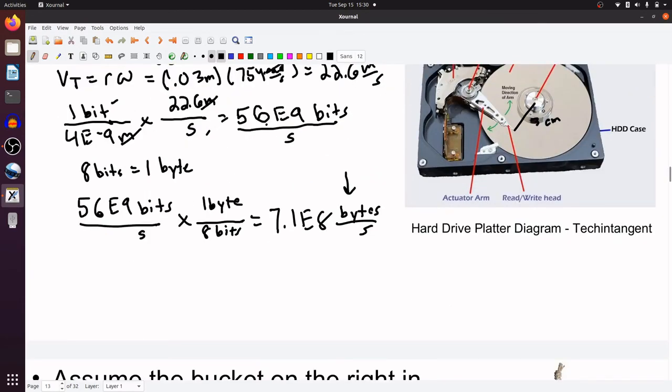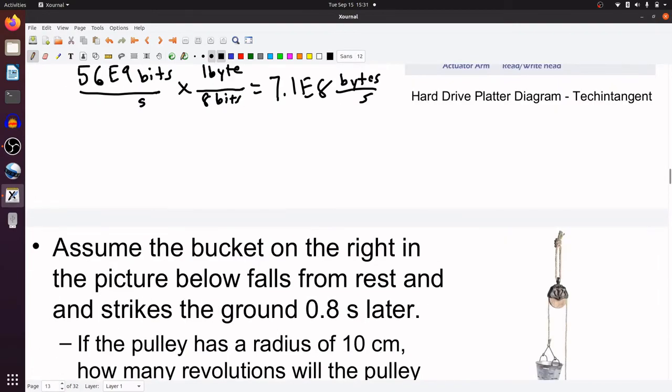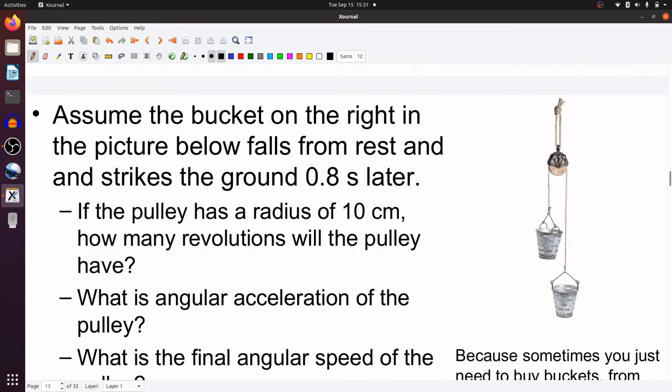All right. So there's that problem. I decided to add this one because there's a problem in your homework like it.